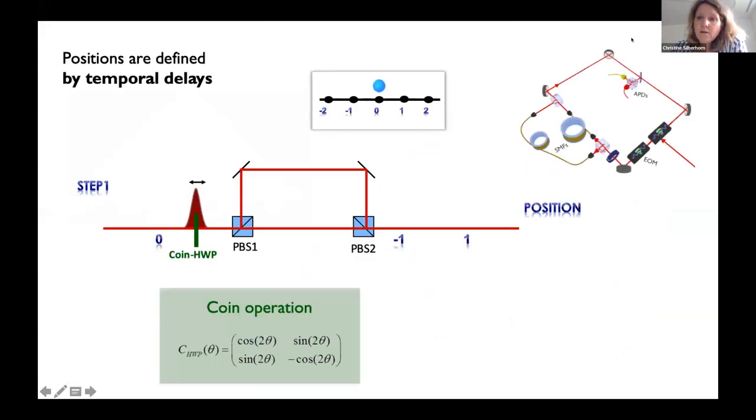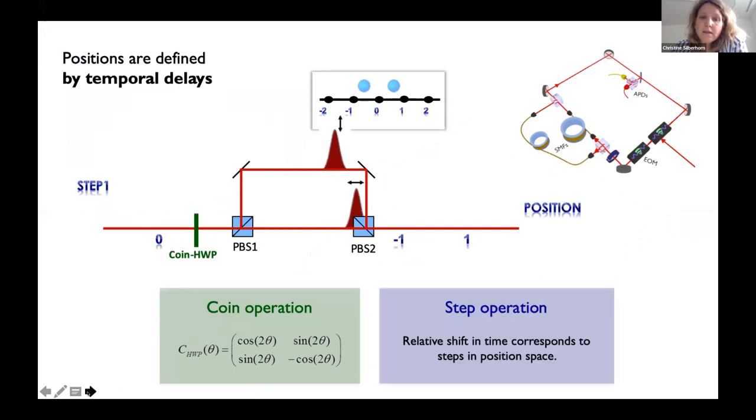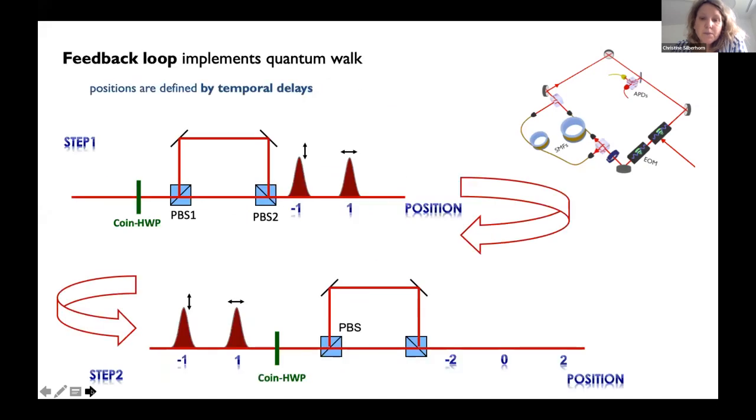So here we start our system at the beginning, we initialize the system, and we have a half wave plate, which is the coin operation. Then depending on the polarization, our pulses take either a longer or shorter route in this inner loop, and a relative shift in time corresponds then to a step in position space.